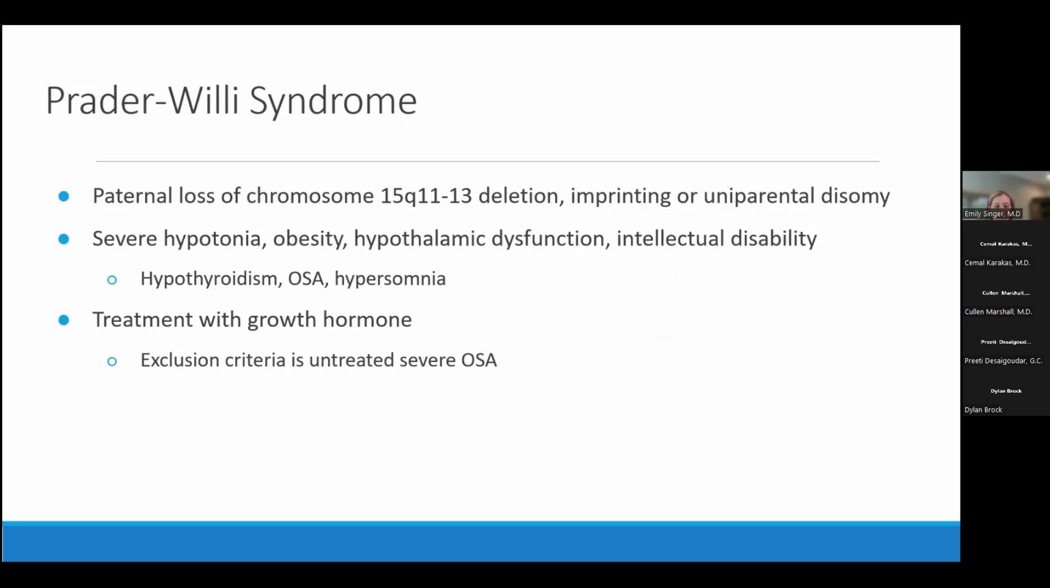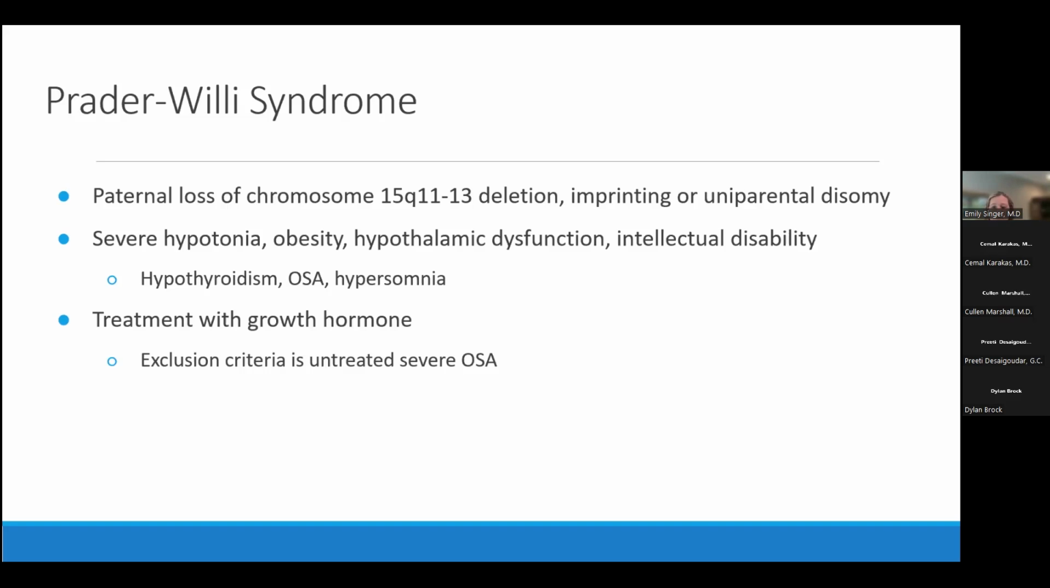All right, so we'll shift gears again and talk about Prader-Willi syndrome. Prader-Willi syndrome is a paternal loss of chromosome 15q11-13 deletion, and that could be from deletion, imprinting, or uniparental disomy. These children present with severe hypotonia in infancy, and they often have eating problems and failure to thrive early in life. And then that transitions to excessive eating, obesity, hypothalamic dysfunction, and intellectual disability as they get older.